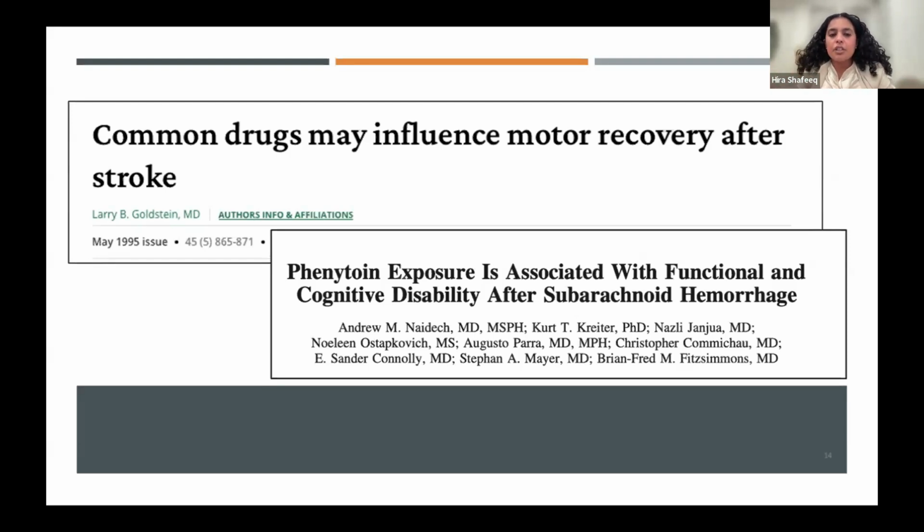But then again, there is some evidence that even a drug exposure of 7 to 14 days can have an influence on your outcome. It is important for us to continue to be advocates for our patients, especially when it comes to prophylactic therapy that might not be useful for them.